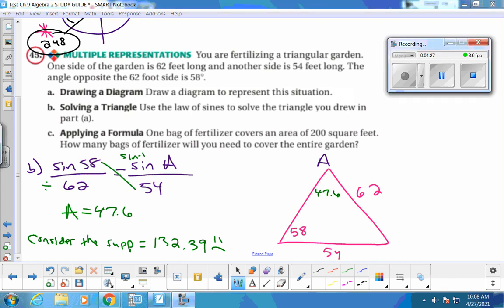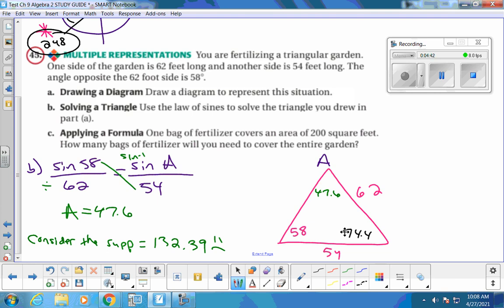No. Finishing off this triangle will be easy. We'll do 180 minus the 58 minus the 47.6, and that'll be our remaining angle. Do you have 74.4? I have. And then we'll do one last quick law of sines.